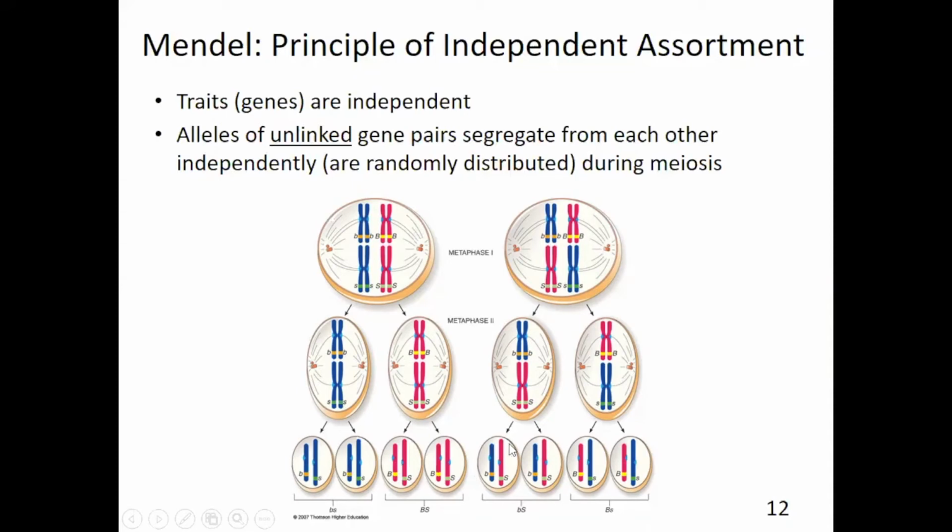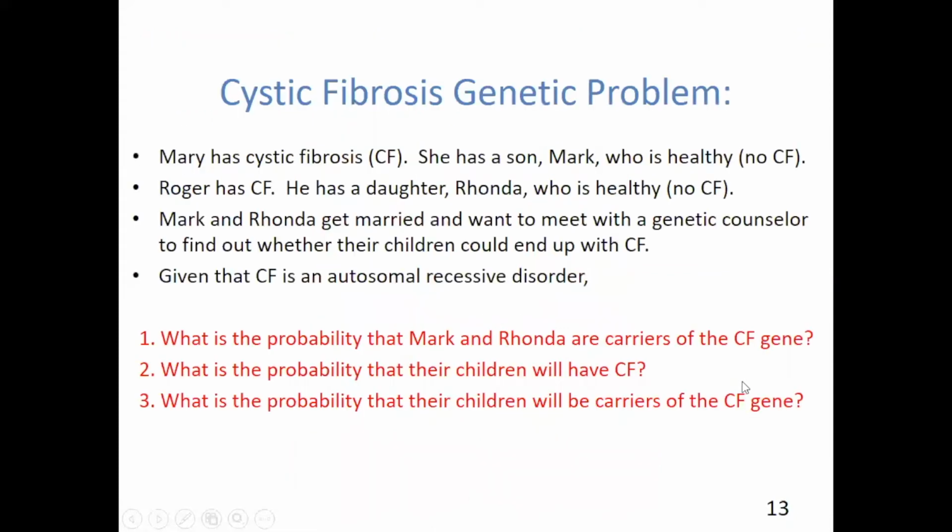Equally likely is the scenario shown on the right, in which the gametes have inherited the lowercase b allele and the capital S allele, and the capital B allele and the recessive lowercase s allele. So again, the principle of independent assortment says that each of these scenarios is equally likely to occur. I will go through the sample genetic problems in a separate video.